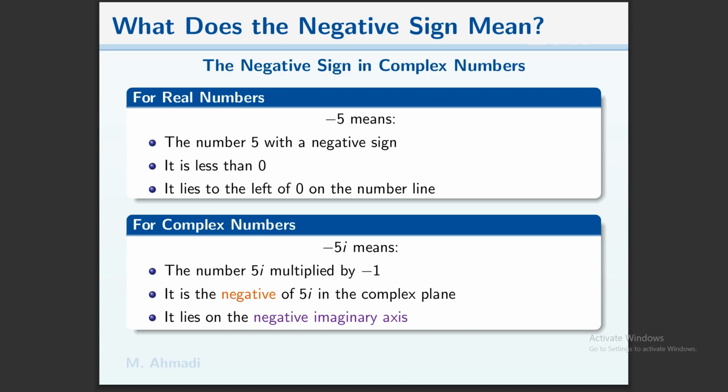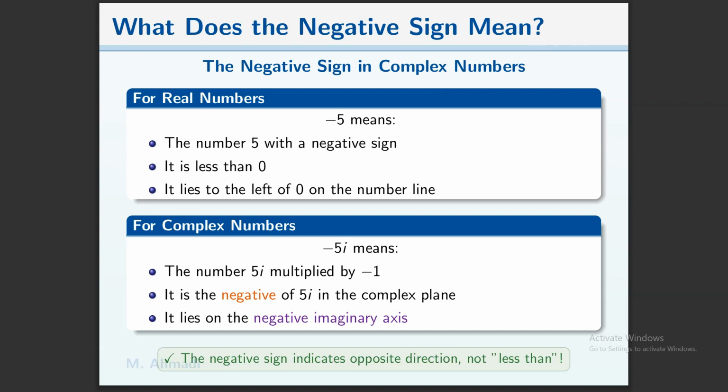So what does the negative sign mean? For the real number minus 5, it means the number 5 with a negative sign. It is less than 0. It lies to the left of 0 on the number line. For a complex number, minus 5i means the number 5i multiplied by minus 1. It is the negative of 5i. In the complex plane, it lies on the negative imaginary axis. The negative sign indicates opposite direction, not less than.